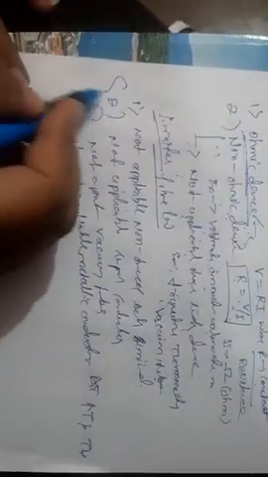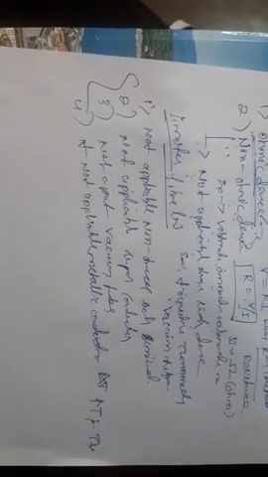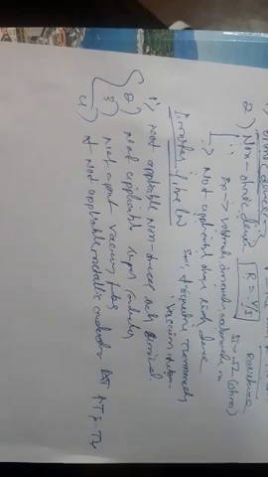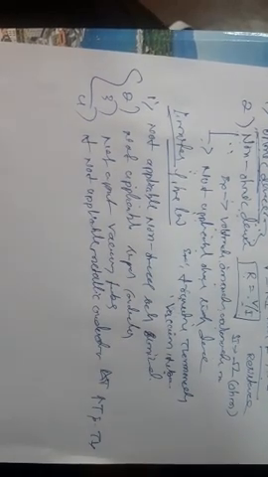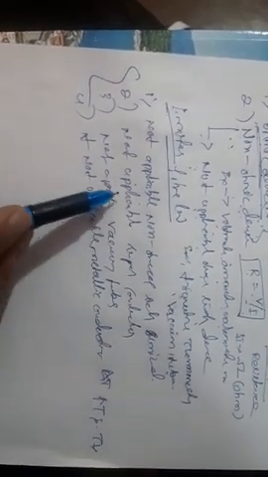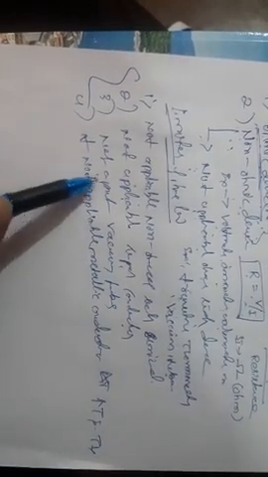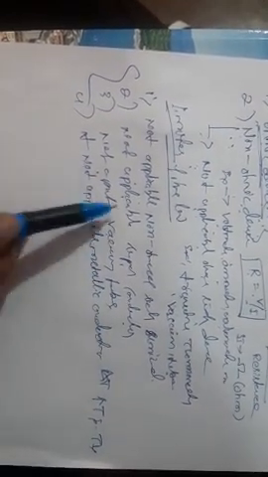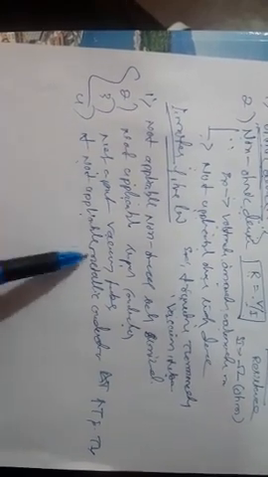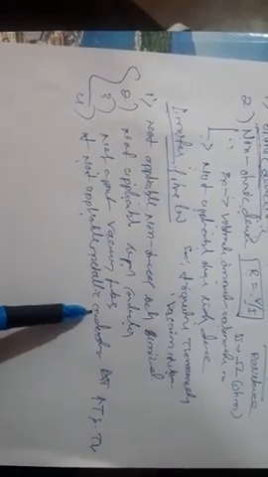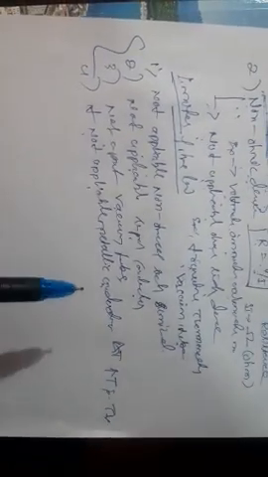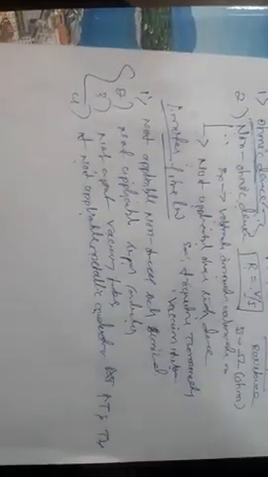These are the limitations of Ohm's law. First point is, it is not applicable for non-ohmic devices, such as the semiconductor. It is also not applicable for superconductors. It is not applicable for vacuum tubes, and Ohm's law is not applicable for metallic conductors at very high temperatures and very low temperatures. This is the concept of Ohm's law.